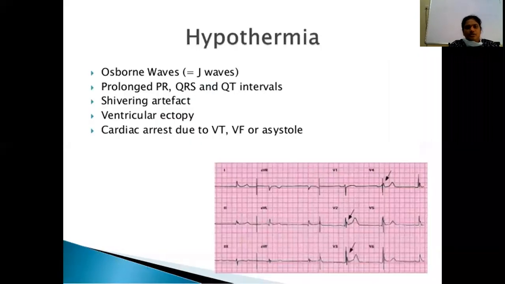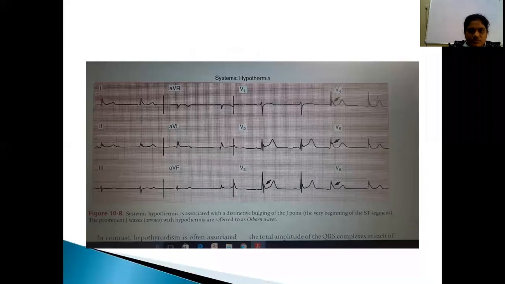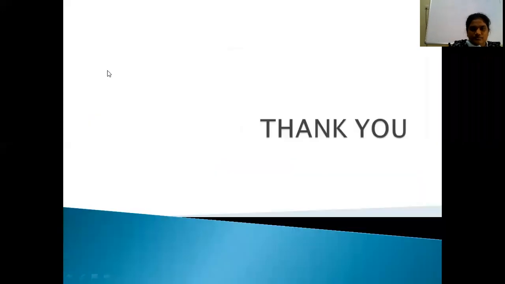Then hypothermia. In hypothermia, J waves, Osborn waves, and prolonged PR, QRS and QT intervals are seen. See here, these are the Osborn waves. This is the J point. And there are shivering artifacts, ventricular ectopics, and cardiac arrest due to VT, ventricular fibrillation or asystole. This is the systemic hypothermia patient's ECG. Here we are able to see the J point and the Osborn waves. So, thank you.